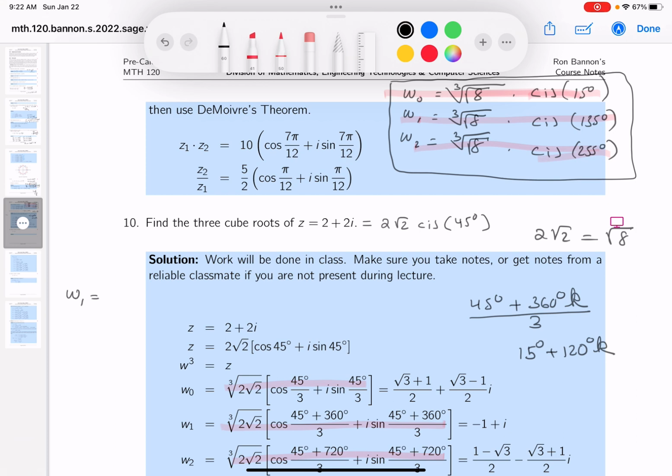W1. Well, I'm going to do that root first. And it's going to be, that's 8 to the 1/2. And then it's going to be 1/3. Right? I want to write down 8 is actually 2 cubed. So this is going to be 2 to the 3/2 to the 1/3. And what does that give you? It gives you square root of 2.